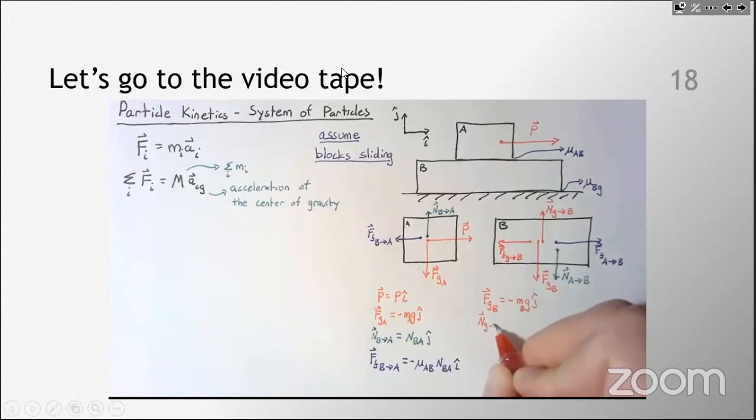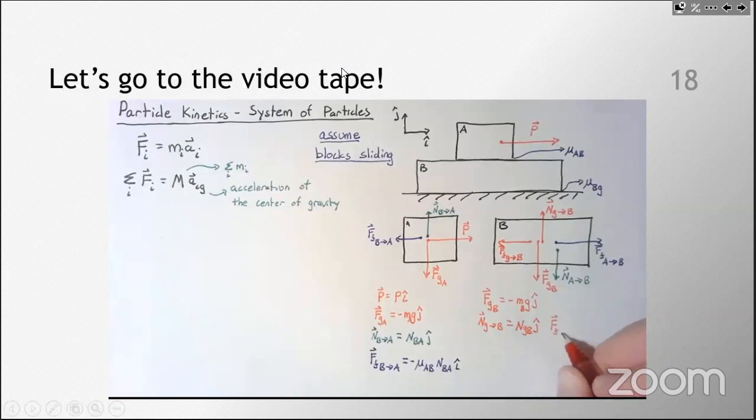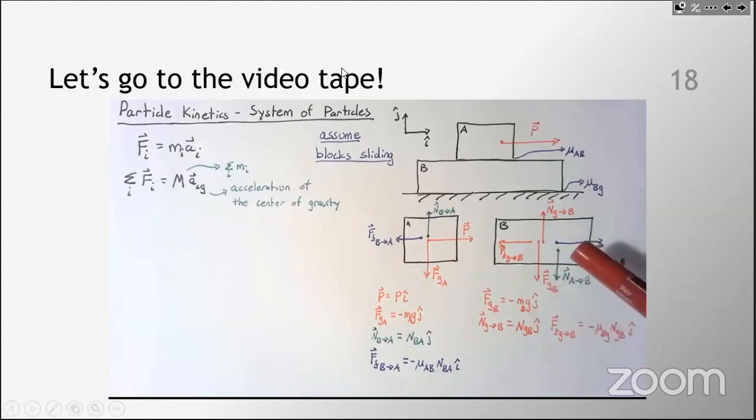So the normal force is going to have a magnitude. I'm going to call that magnitude N_GB, and that's going to be in the positive j direction. The force of friction is going to have a magnitude of mu_BG multiplied by our N_GB, and that's going to be in the negative i direction. So that takes care of our external forces on B.